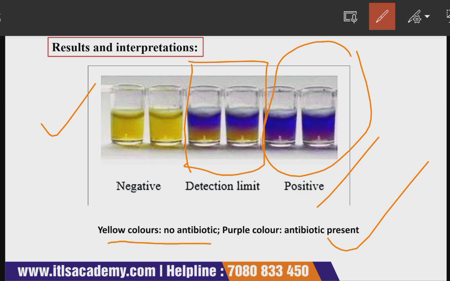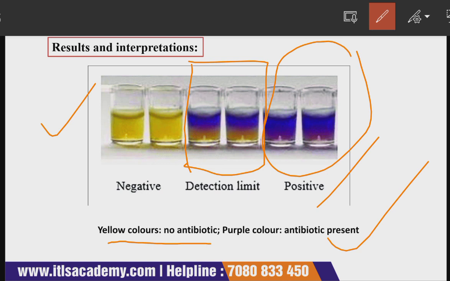So this type of result shows an invalid result, it is a result right in the middle. So you should not consider this result, and it is always recommended that you look for the negative and positive results, that is yellow and purple. Okay, so this is how you detect the presence of antibiotic in different types of milk and dairy products.